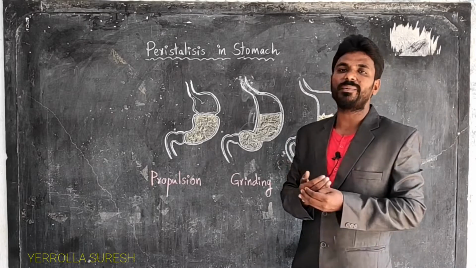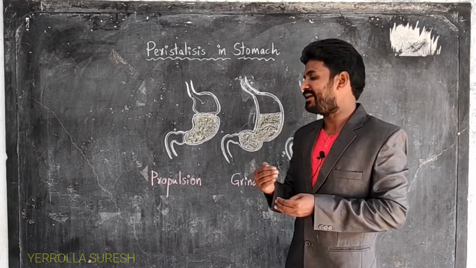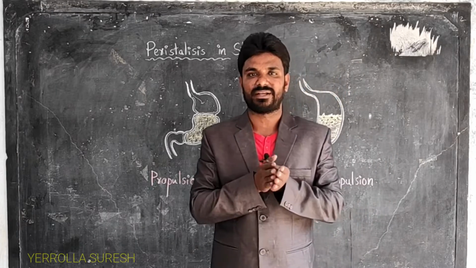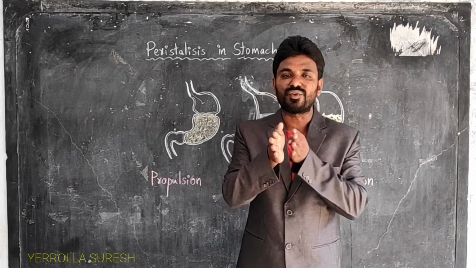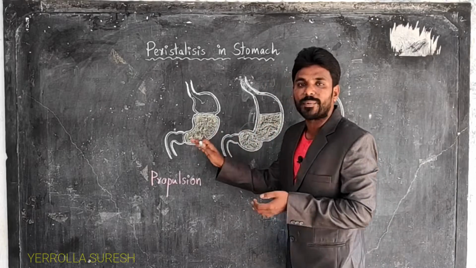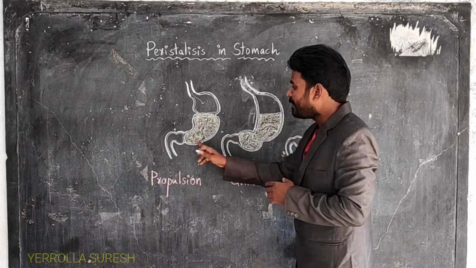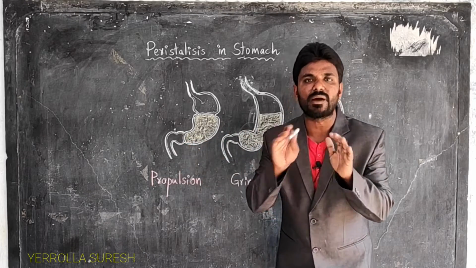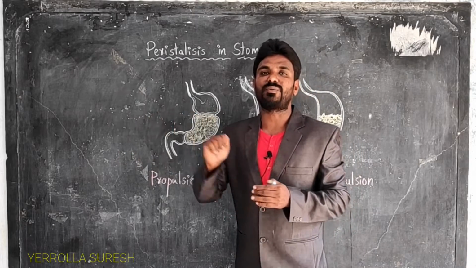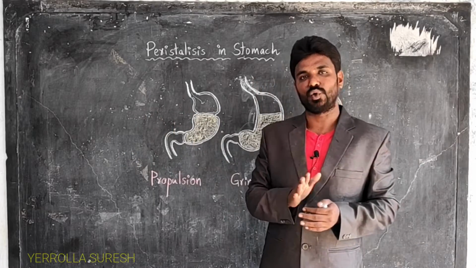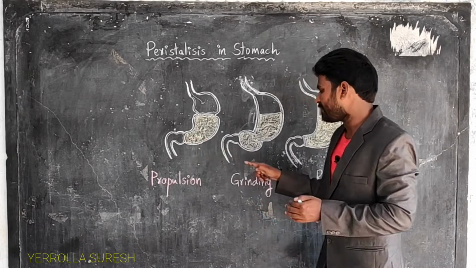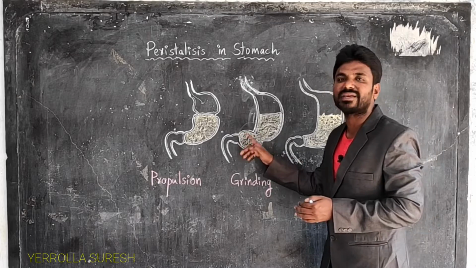Grinding means the total food material is ground by the walls of the stomach. By the muscular contractions, the food material is ground thoroughly. At the time of propulsion and at the time of grinding, the pyloric sphincter is closed completely. If it were open, what would happen? The food material may come into the small intestine. That should not happen. So at the time of propulsion and grinding, the pyloric sphincter is closed.